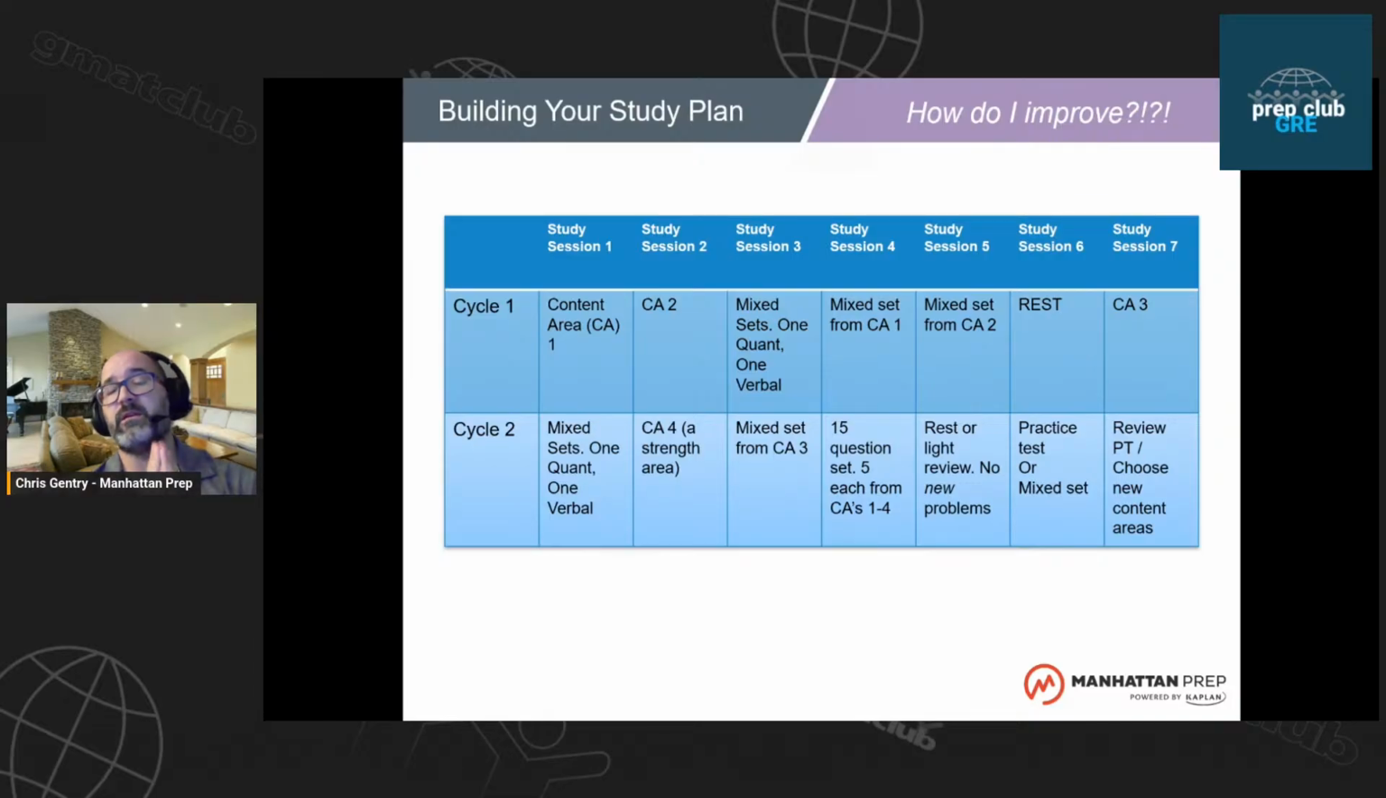So you see here, we say content area 1. Maybe that's exponents and quantitative. Maybe that's strengthen the argument, questions, and reading comprehension. Content area 1, do a study session on that. Perhaps do a review of your strategies for it, and then try a few problems. Maybe just jump straight to problems and practice it. Whatever you think is most important for you. But the main thing is, when you move to study session 2, it is a different content area. So never the same thing in a row.